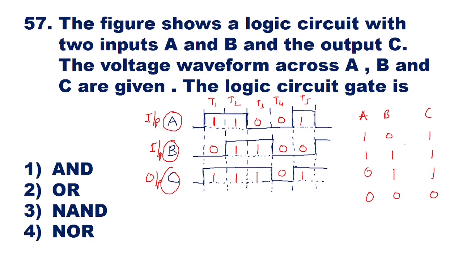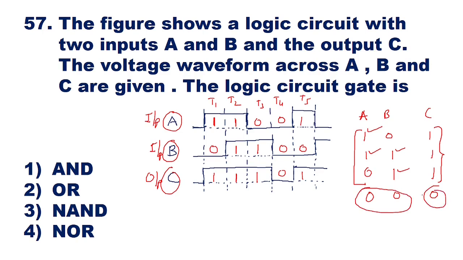If you see this truth table, if any one of the inputs, or both the inputs, are high, the output is high. In the first three cases, one input is high, in the second both inputs are high, and in the third one input is high. For all these three cases, the output is high. And in the last combination, when both the inputs are low, the output is low.